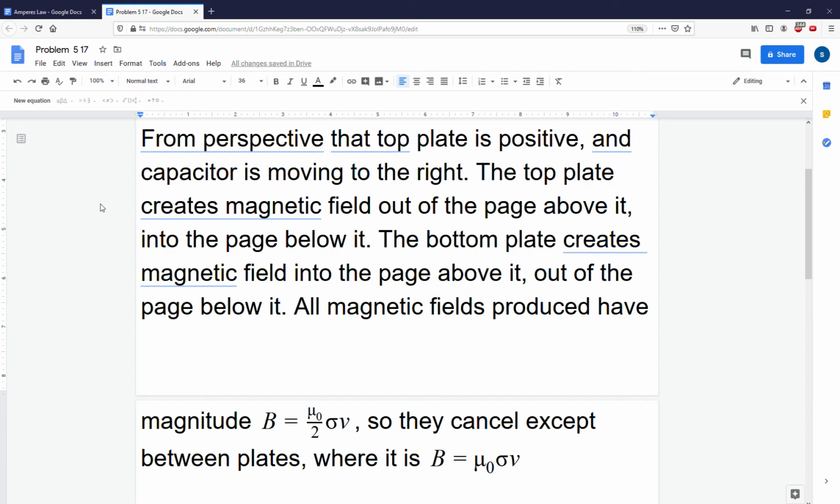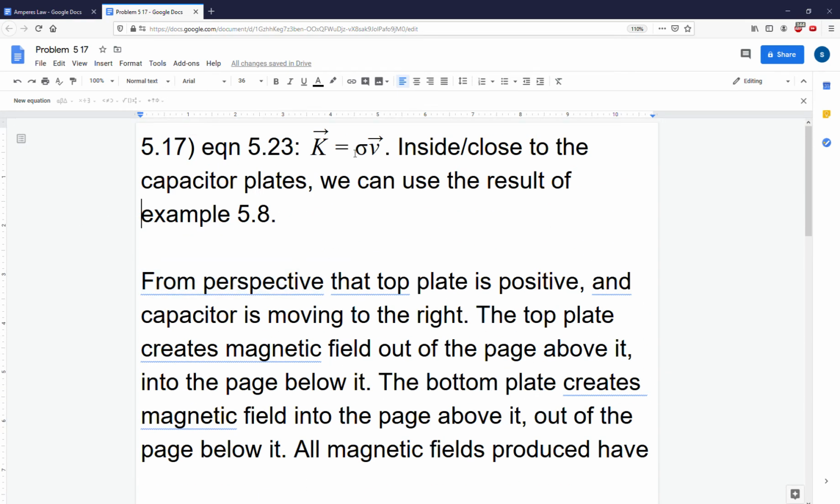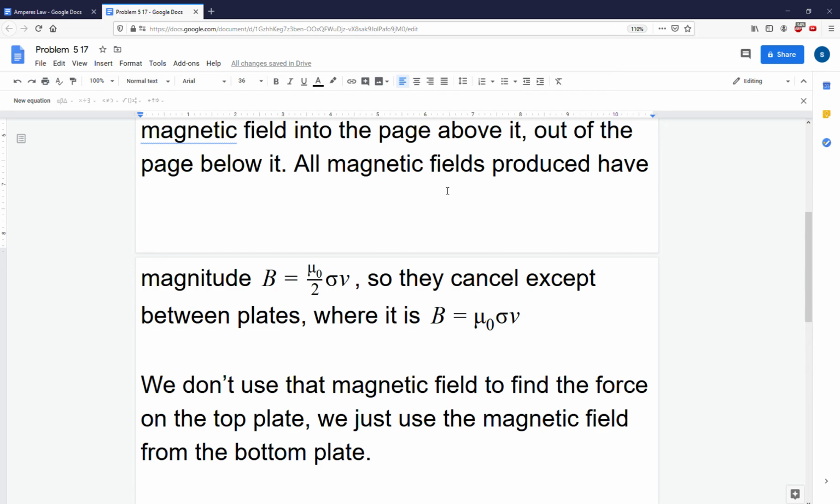Furthermore, we can use formula 5.23 on page 220 to see that the linear current density, K, is equal to the area charge density, sigma, times the speed, V, that the plate is moving. So combine this with the magnetic field equation 5.58 from an infinite plate. Each plate creates a magnetic field that has magnitude mu sub naught over 2 times sigma times V.